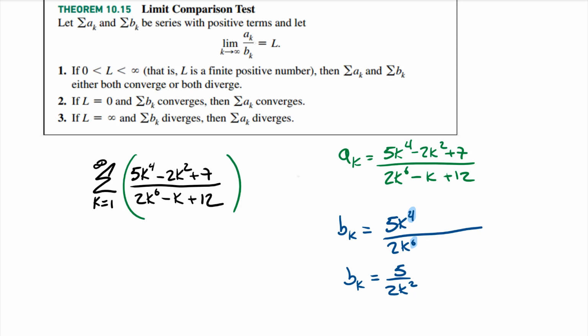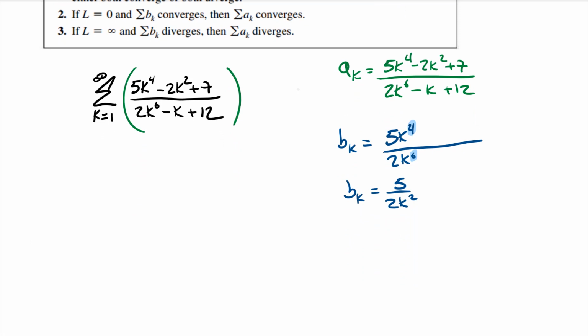So that's going to be kind of the game that we use. That's the game we use. Some b sub k that we have to come up with ourselves, but all it's going to do is just use the leading terms of the numerator and the leading terms of the denominator.